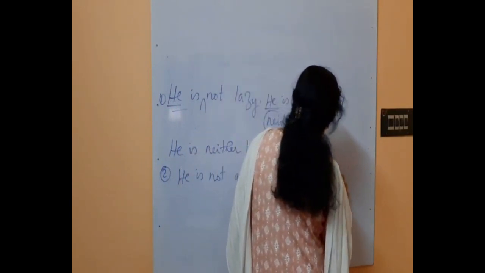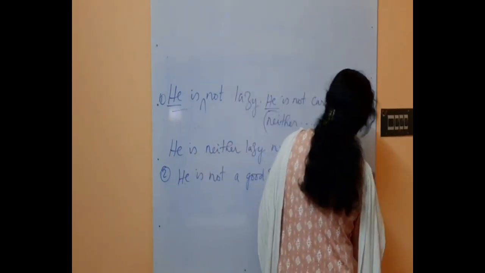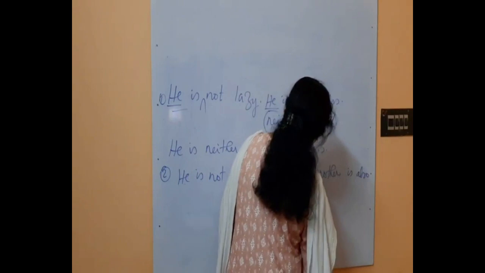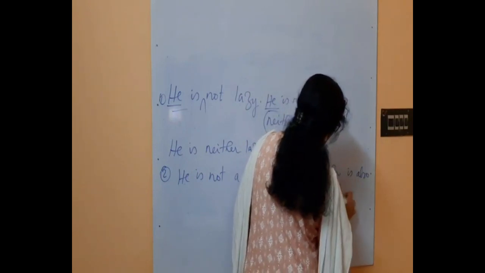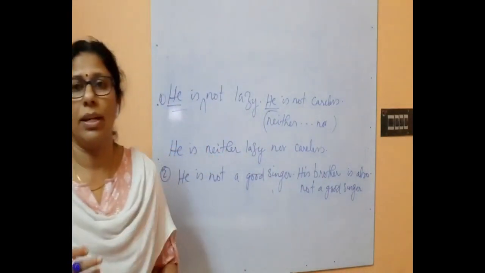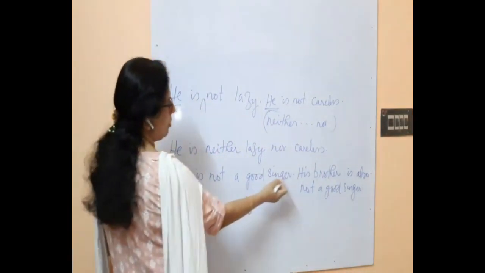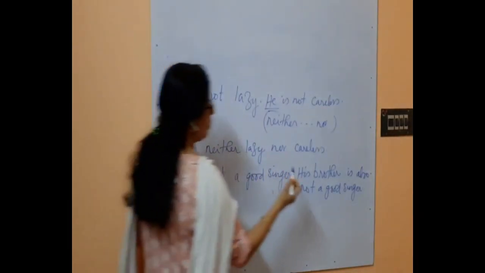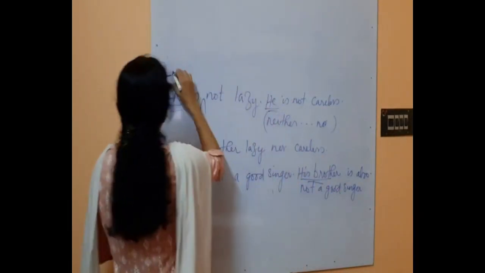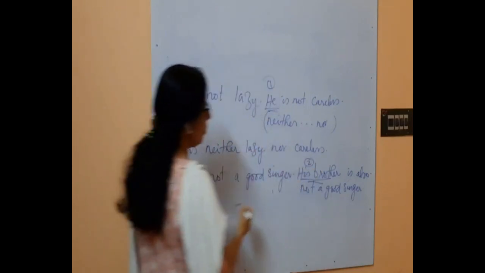Easy examples I am giving you for you to connect it easily. He is not a good singer. His brother is also not a good singer. As we already know, neither nor is for negative sentences and either or is for positive sentences, but for choice. So he is not a good singer, his brother is also not a good singer. Here the subjects are different. So what will be the rule?